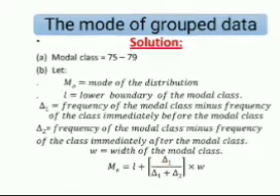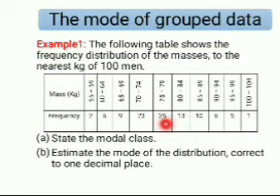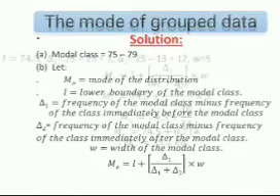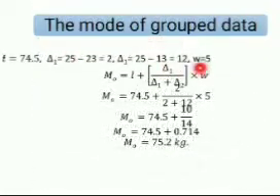Now, delta 1. This is the frequency of the modal class minus frequency of the class before the modal class. So we will say 25 minus 23. That will give us 2. That is delta 1. Then delta 2, frequency of the modal class minus the frequency immediately after the modal class. So we are going to say 25 minus 13, which is equal to 12. Then class width. The class width is equal to 5.